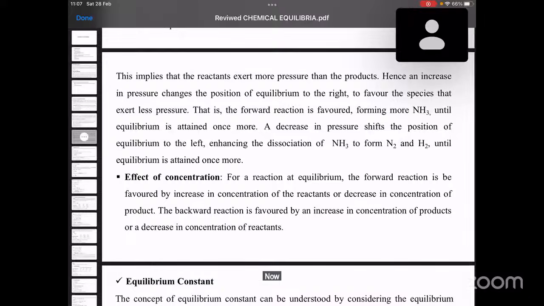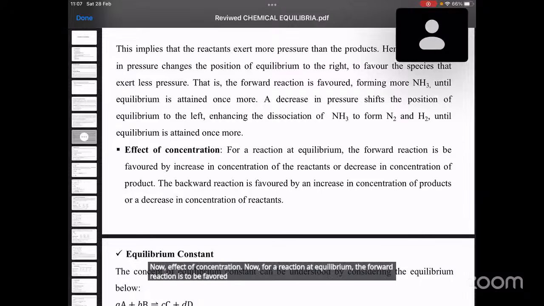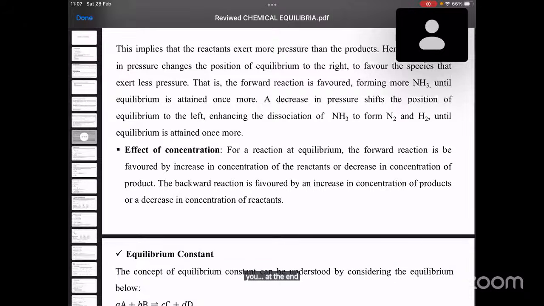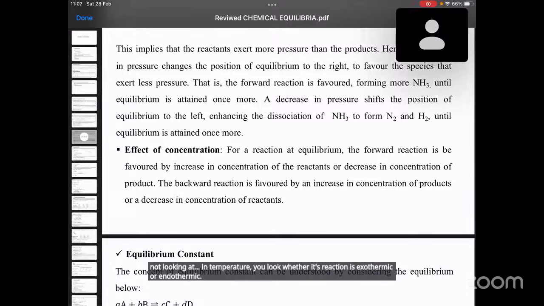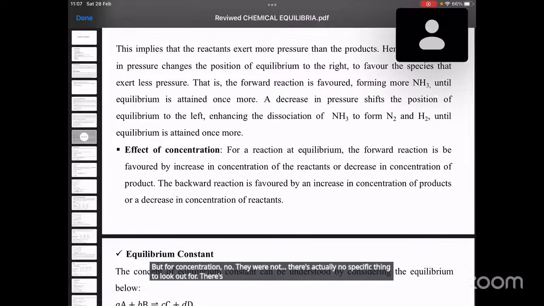Now, effect of concentration. For a reaction at equilibrium, the forward reaction is to be favored. When you're talking about the effect of concentration on equilibrium, it's not like temperature, where you look at whether the reaction is exothermic or endothermic. In pressure, you look at which side has the higher number of moles of gas, reactant or product. But for concentration, no. There's actually no specific thing to look out for. There's just a general rule for concentration.